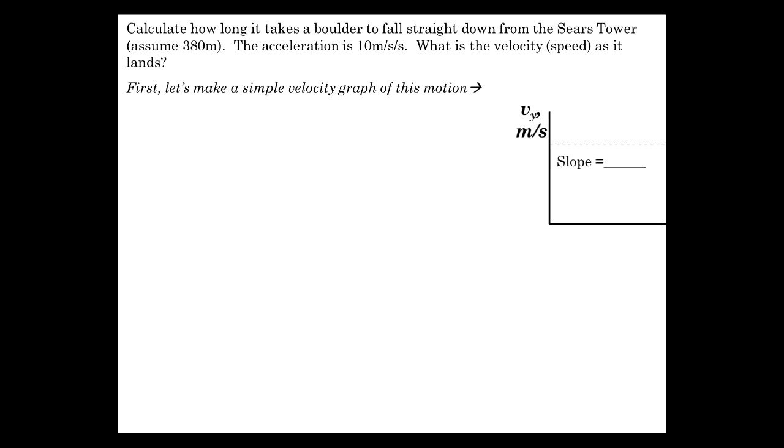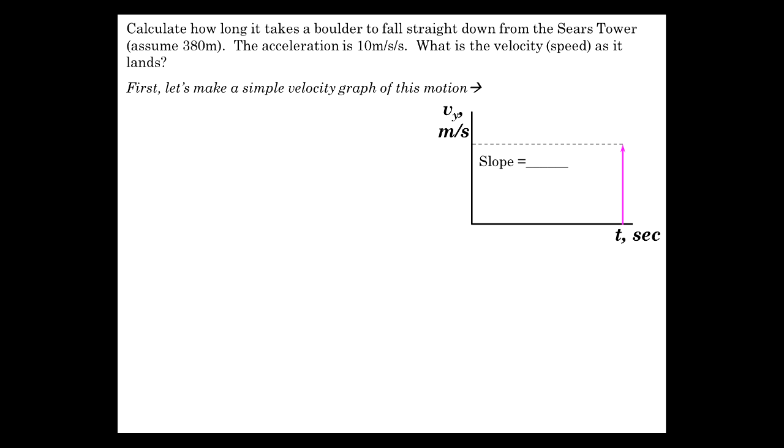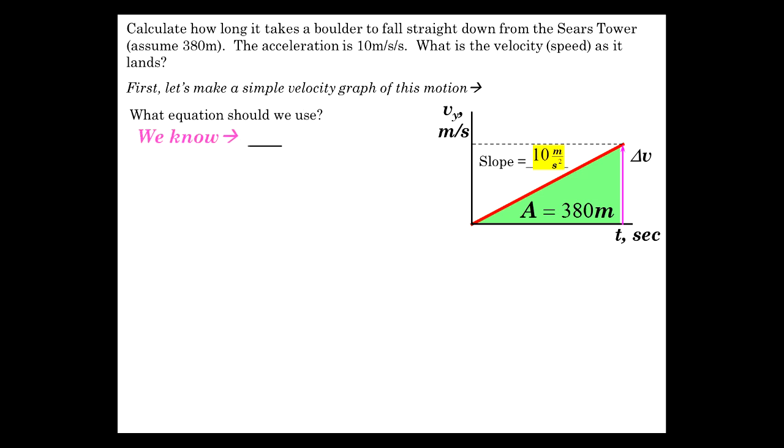So let's make a velocity graph to begin with. So we know that the velocity increases uniformly because of the nature of the acceleration. And the slope is the acceleration, and it's given as 10 meters per second squared. Now, the area under the graph is 380. We know that because that is displacement. And the displacement is given because you start at the top and go down 380 meters.